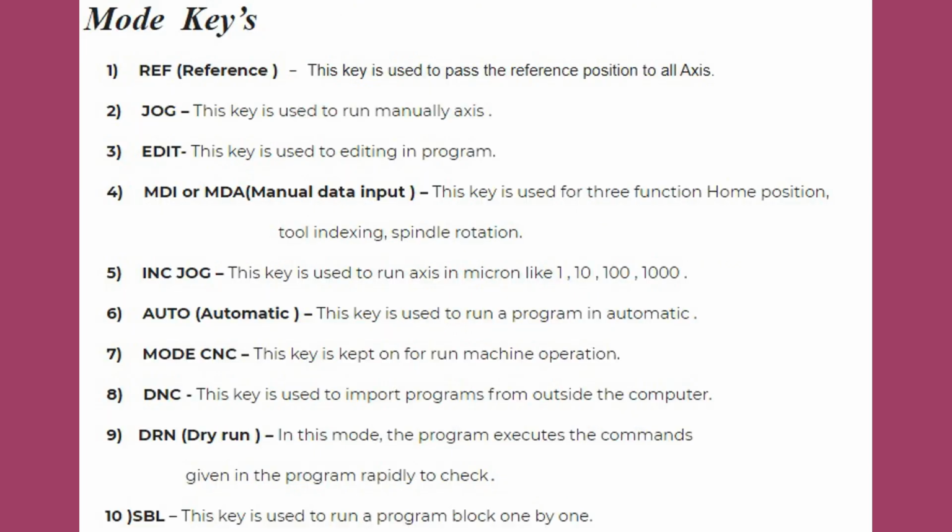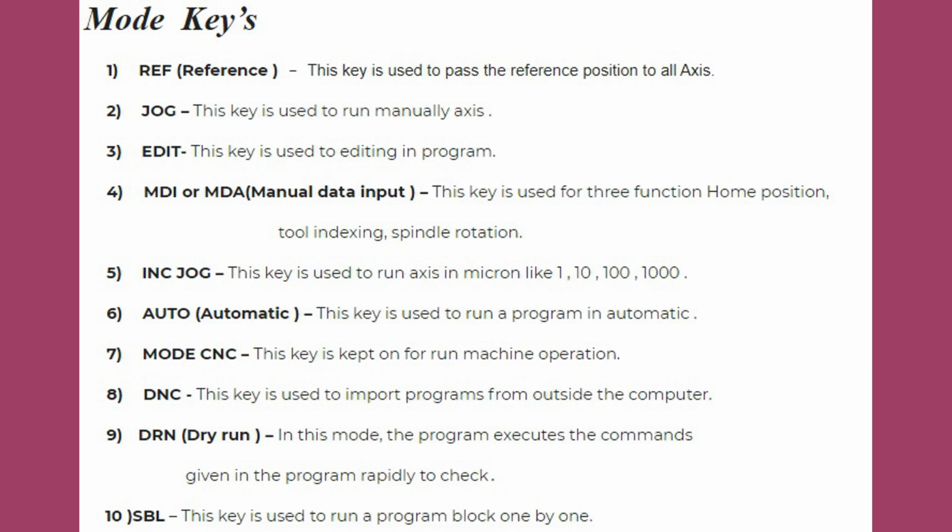Number 11. Z-axis lock key. This key is used if you want to disable axis movement in the program. Number 12. Machine lock key. This key is used to close all axis movement. Number 13. Lock key. This key is used to stop the function of the code.